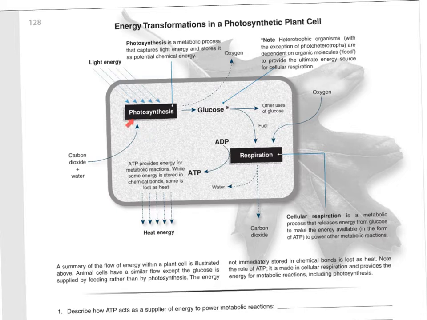But those are details. The summary here is pretty good. Notice here, what's being released? Heat. Every time, heat has to be released. ATP provides energy in metabolic pathways. While some energy is stored in the chemical bonds, some is lost to heat. In fact, most is lost to heat. There's no 100% efficient system that we know of.